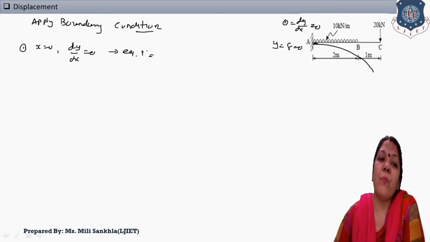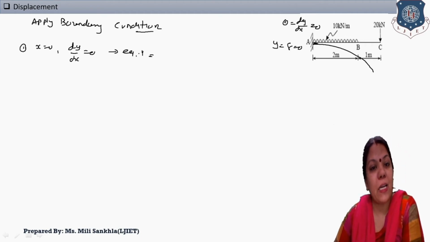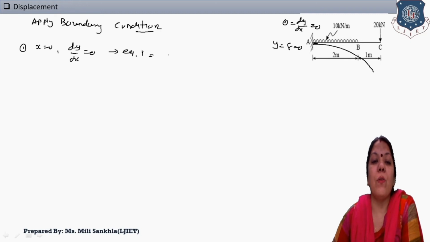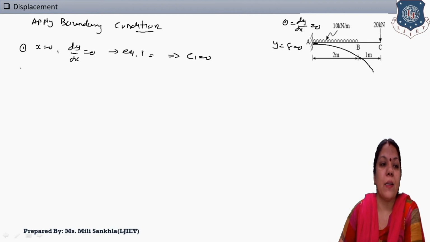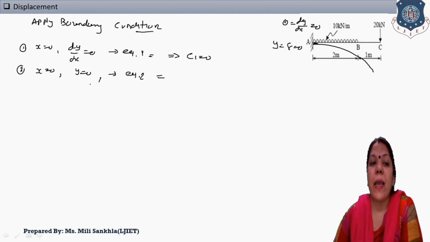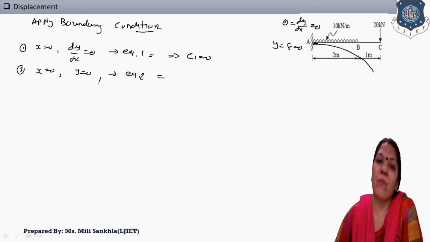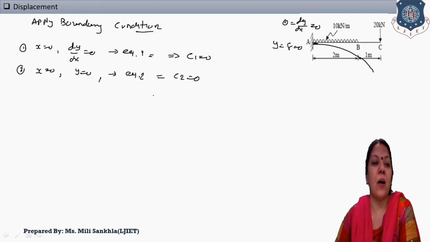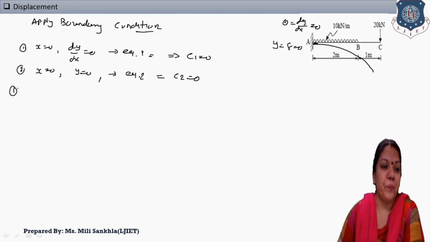Okay guys, if we put x is equal to 0 and dy by dx is equal to 0, in that condition our first constant C1 is equal to 0. Now in second, at that point A, x is equal to 0 and again y is equal to 0, because at fixed support slope and deflection both are 0. Now this is the equation number 2. Now again x is 0, then y is 0. In second condition, our constant C2 is equal to 0. Now, first we found that constants C1 and C2 are 0.